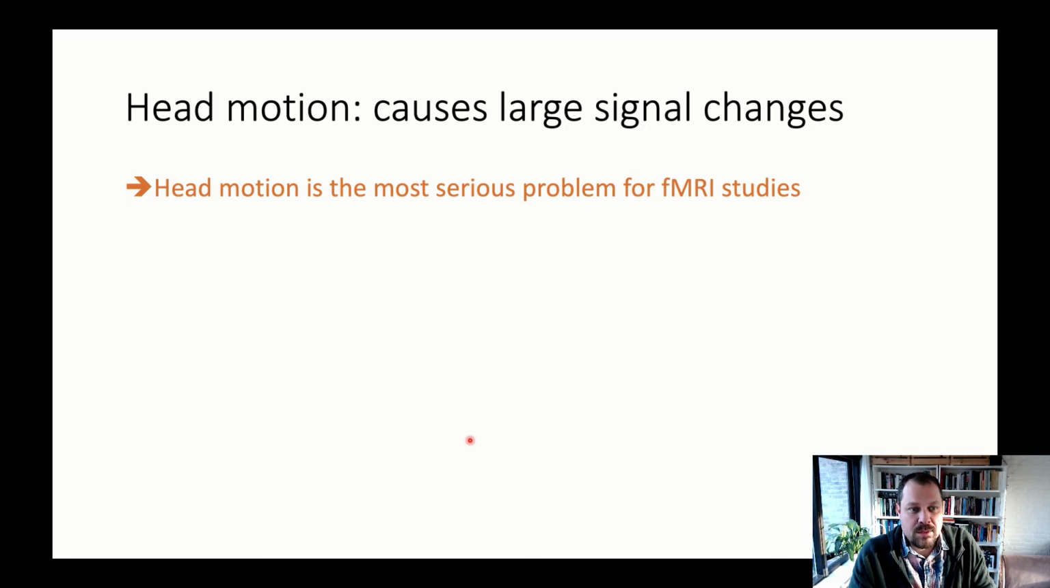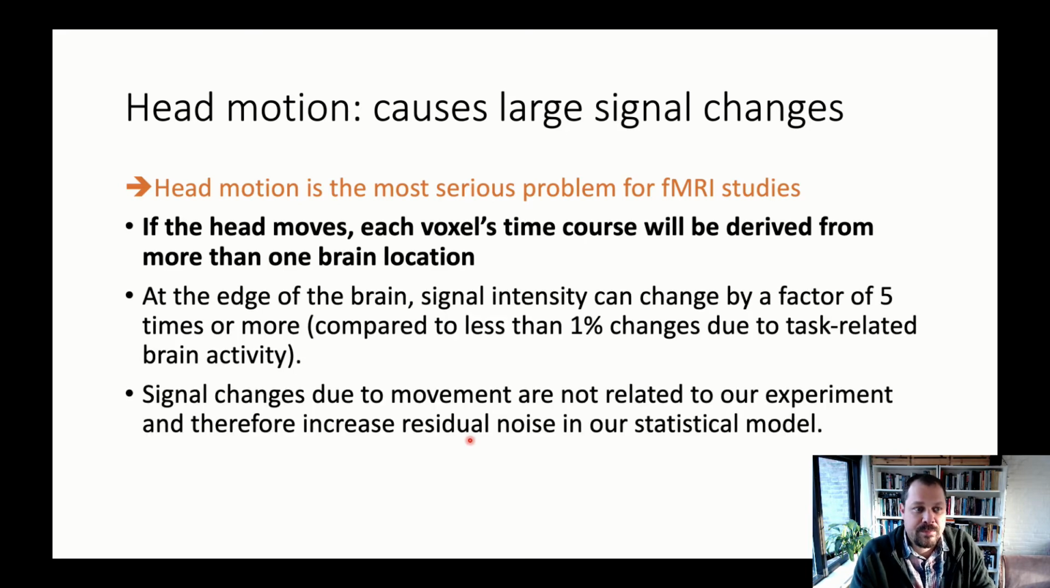Head motion is the most serious problem for fMRI studies. So we want to minimize it, but if we can't, then what we do is we remove the subjects. If the head moves, each voxel's time course will be derived from more than one brain location. And I'll show you this in a minute to illustrate how this looks.